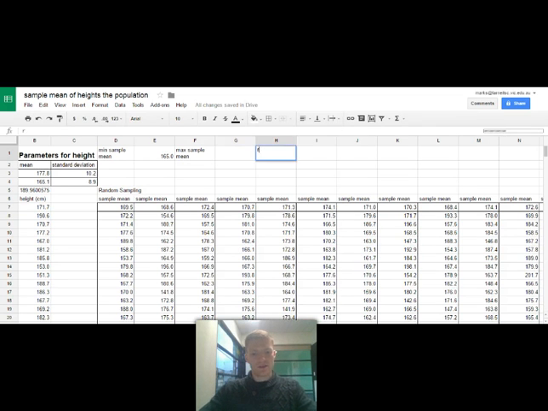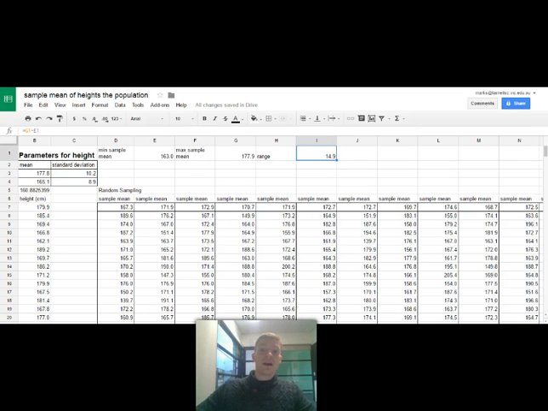Alright, so range goes in this cell. And we want the maximum value minus the minimum value. Come on, Google Sheets, hurry up. Okay, so a crude measure of spread is our range, and as soon as Google Sheets stops thinking, we can see that we have a range of around about 14 centimeters.